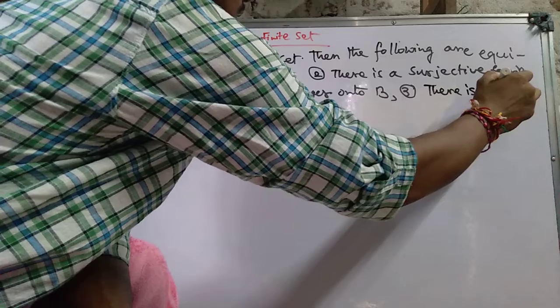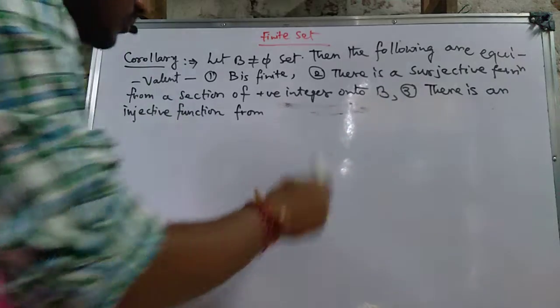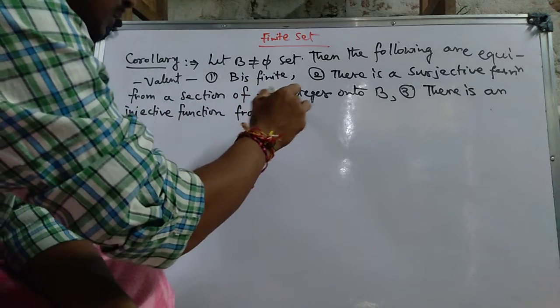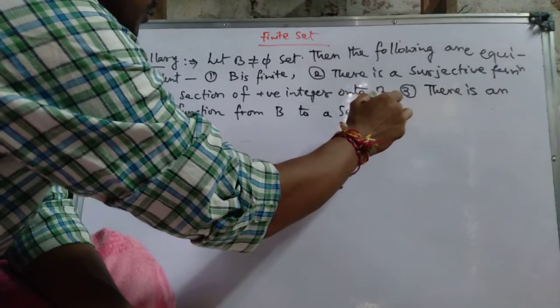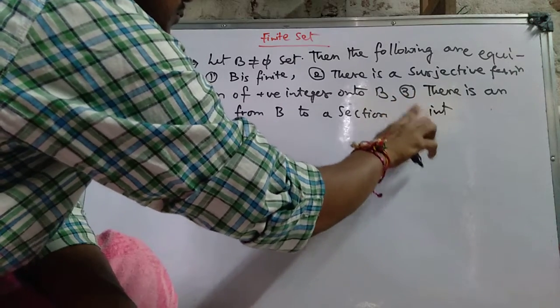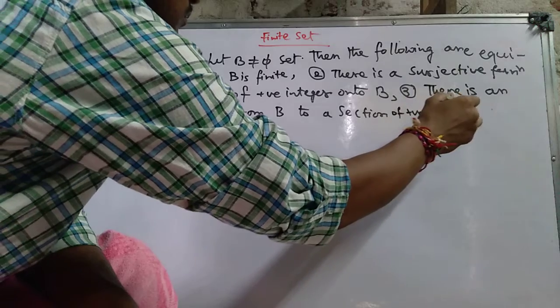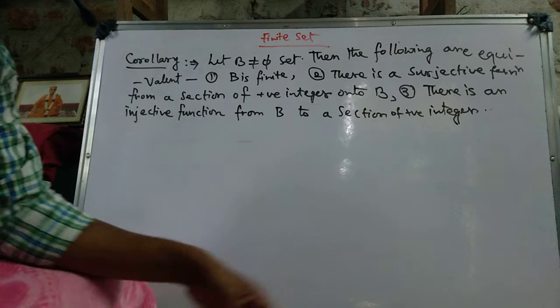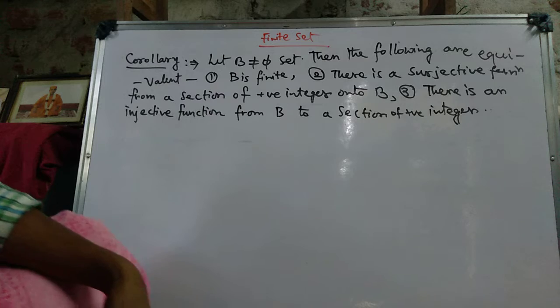There is an injective function from B to a section of positive integers. Sorry, the earlier wording was a mistake. It is from B to a section of positive integers. Okay. Then how do we prove it?